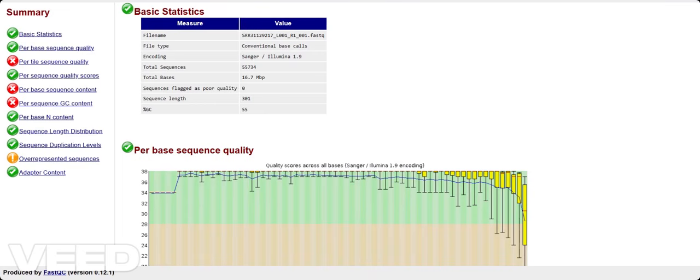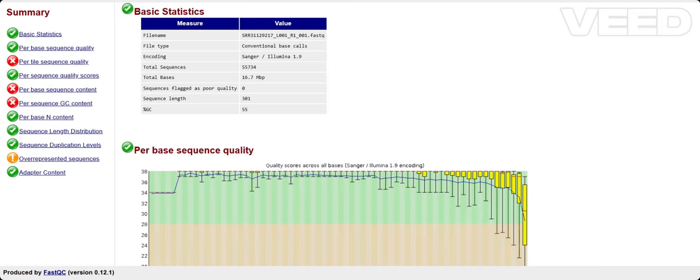So let's start with basic statistics. This is the first section I always recommend checking. Here FastQC gives us some basic information about our FASTQ file. We can see the file name, we can see the file type, which is a conventional base calling format. We can also see the encoding we used for the quality score. Then we have the total number of sequences. This tells us approximately how many reads are present in our FASTQ file.